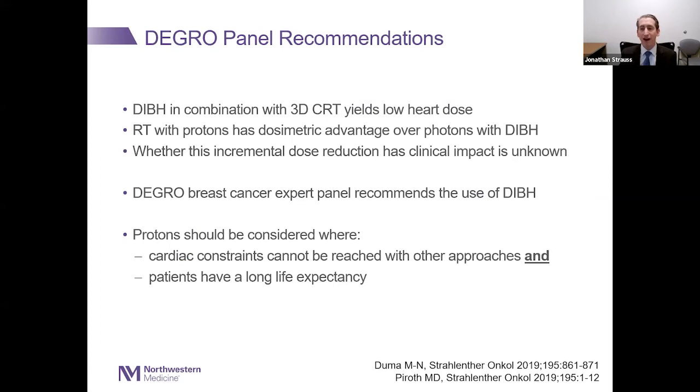In the interim, there are recommendations from a variety of bodies about exactly how we should be treating patients while awaiting more data. These are the German guidelines that I very much like. And the German guidelines suggest to us that deep inspiration breath hold, along with 3D conformal radiotherapy, yields low heart dose, and that we should be using that in modern practice. Protons may have dosimetric advantages, giving us a small incremental reduction beyond DIBH and 3D conformal radiotherapy, although it's not clear what clinical impact that has. And while we should be using deep breath hold off study, protons should be used on study or in patients when we can't meet cardiac constraints with other techniques.